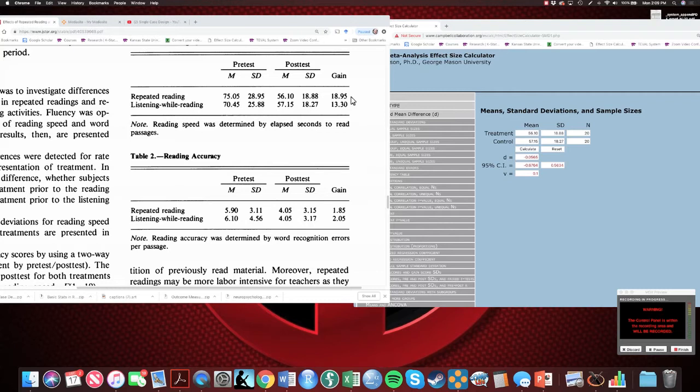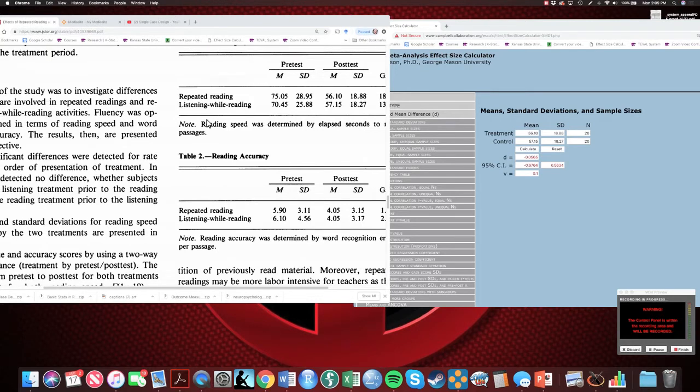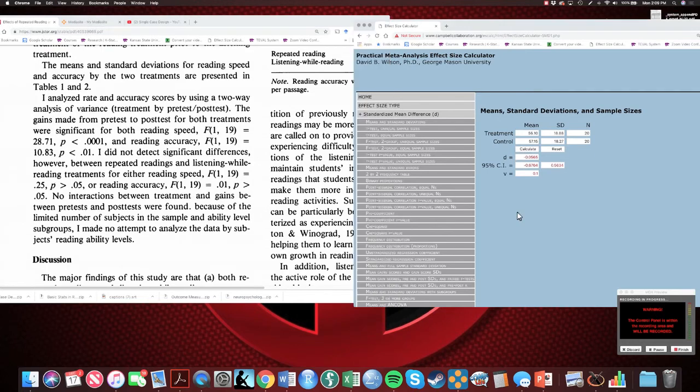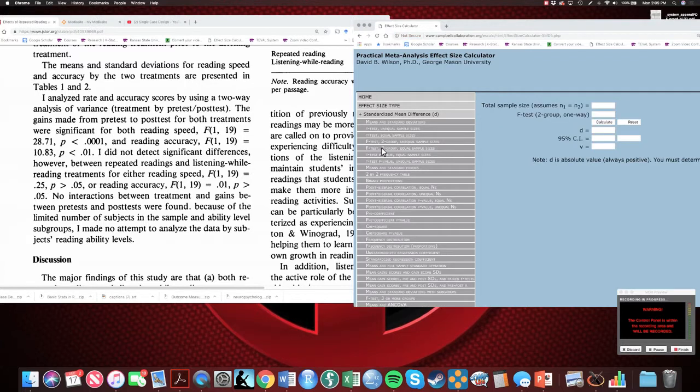So they're getting faster is essentially what we're looking at. They're reading the same passage, but they're getting faster reading the passage, which isn't usually how we do these kinds of things, but let's give them the benefit of the doubt. Our gain was 18.95, our gain was 13.3, so repeated reading did better. In instances where this is what they did, we can use the results. Total sample size was 20.